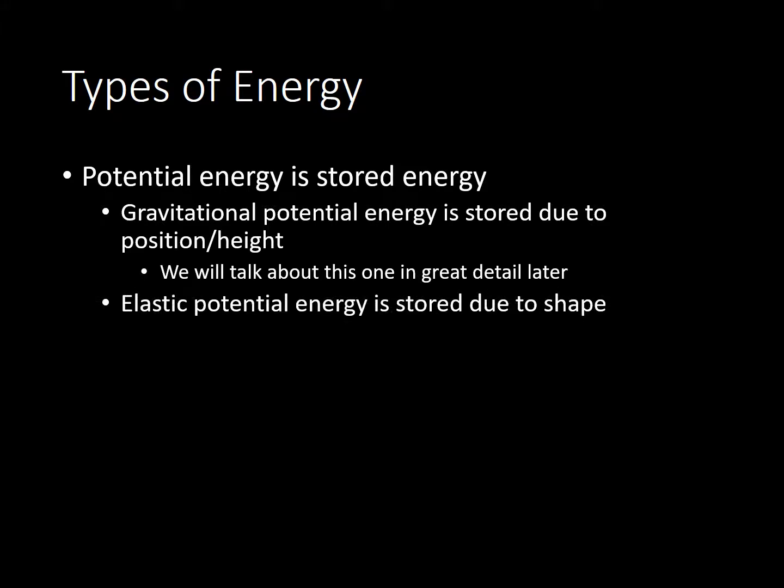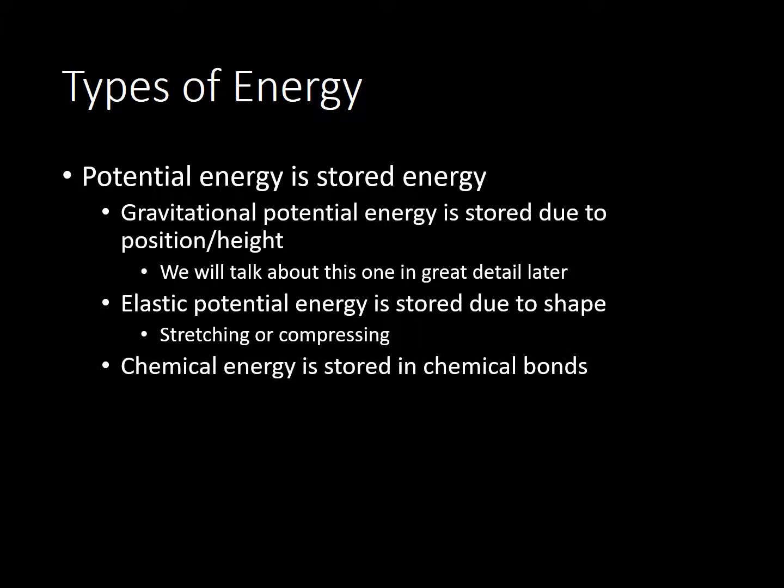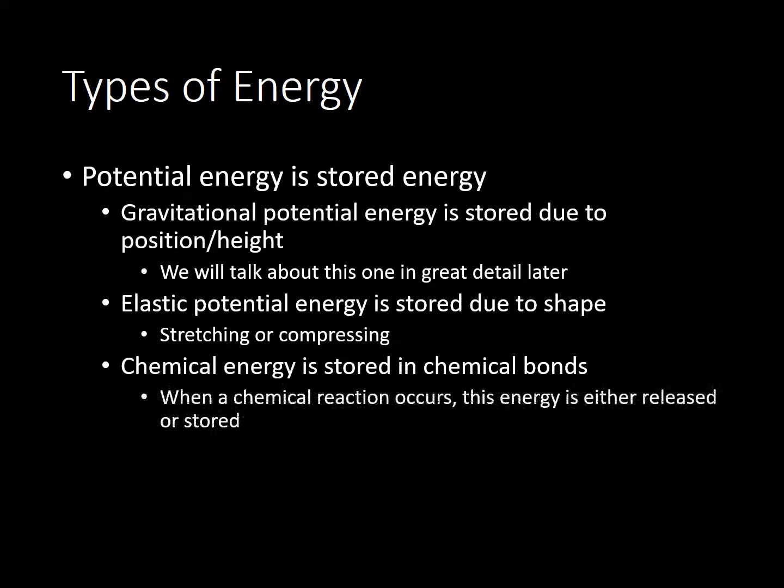The second is elastic potential energy. Elastic potential energy is energy that is stored due to shape. So when you stretch or compress something, like pulling out a rubber band or compressing a spring, those are examples of elastic potential energy. Chemical energy is stored in the chemical bonds. So this is how we store energy in our bodies and how we store energy in batteries and that sort of thing. So when you make the bonds, you store the energy, and when you break the bonds, you release the energy.